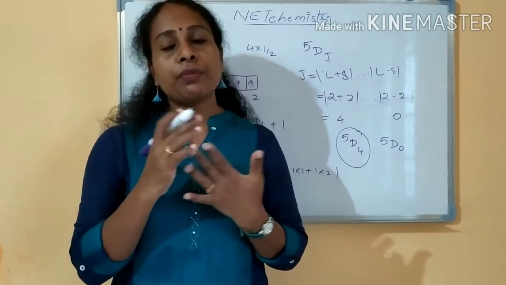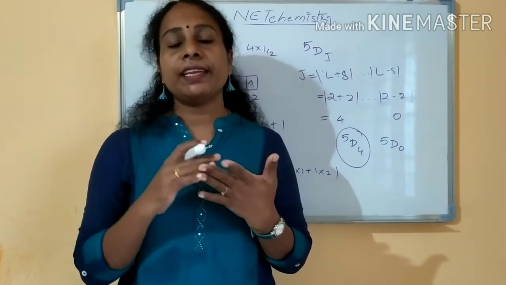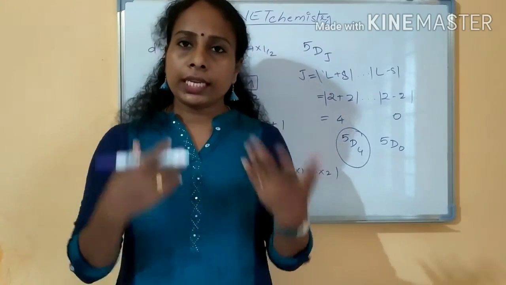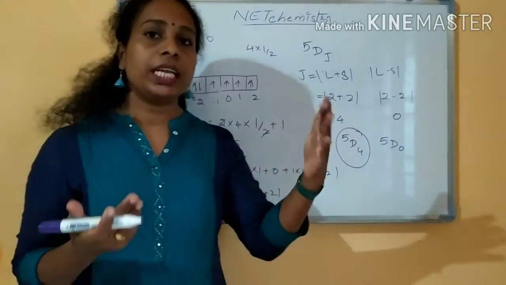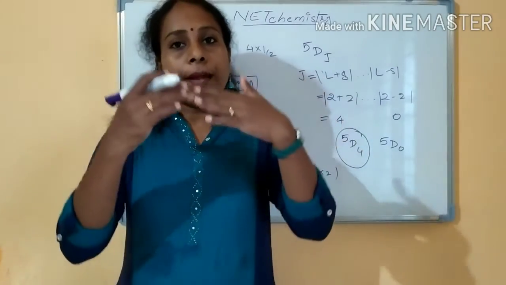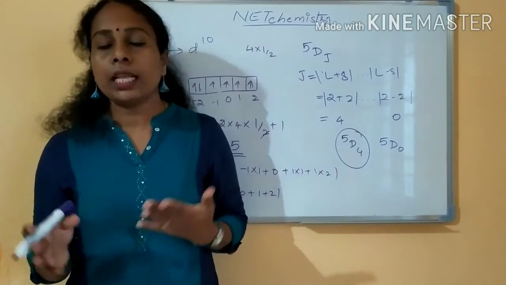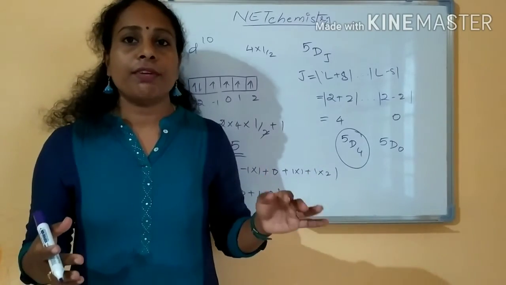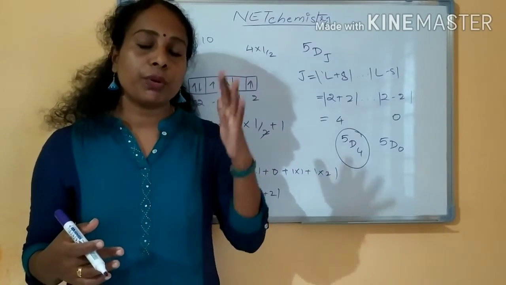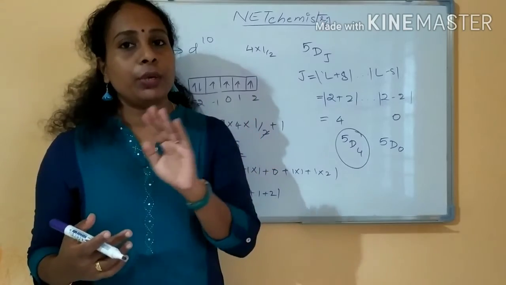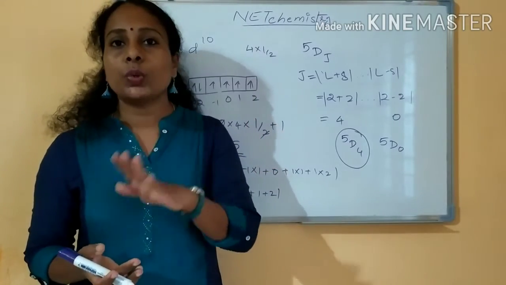The same way you have to find out d7, d8, d9 and d10 electrons. You have to apply 2S plus 1 L J. Only unpaired electrons you have to consider, then calculate the J value. This is the way you have to calculate for p1 to p6 and d1 to d10 configurations. All the things no need to write.